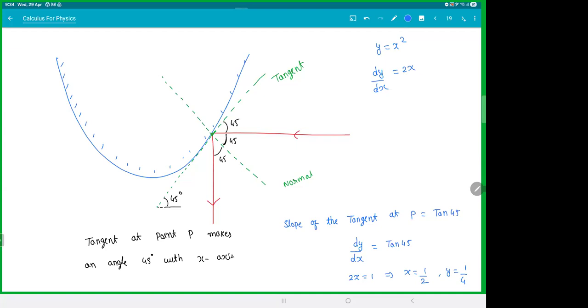Anish, right. Yeah, right, Prisha. Everyone clear with this? Is this making sense?